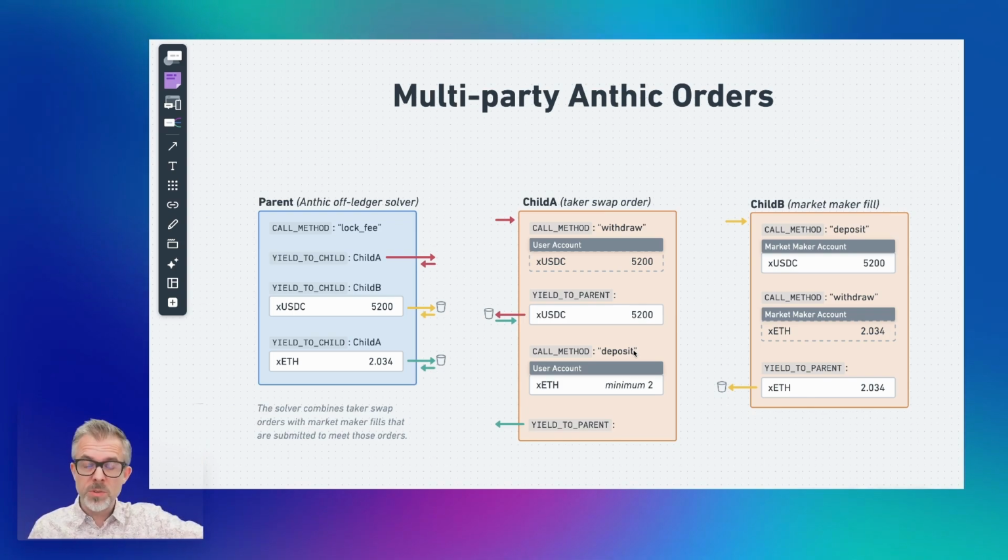It could be a different user's order. Somehow I'm just saying, as long as you give me what I want, I'm good with this. I'm willing to sign. And the market maker basically does the same thing. And now we've got this solver application, which runs off ledger, which basically pulls these things together. It goes, oh, I can match that order with this market maker, and cool, I can submit that to the network. Everybody's happy. This is super, super powerful.